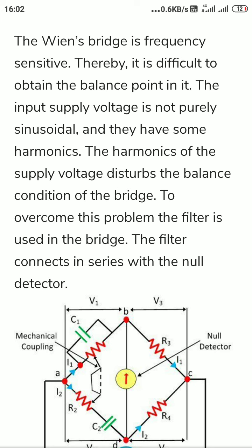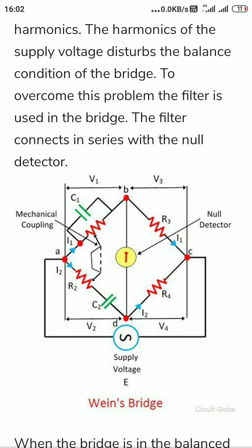To overcome this problem, a filter is used in the bridge. The filter is connected in series with the null detector. Now when we apply AC voltage, our applied voltage is not purely sinusoidal, since some harmonics are present in the circuit, which disturb the balance condition of the bridge. To overcome this problem, we use a filter in the bridge which is connected in series with the null detector.